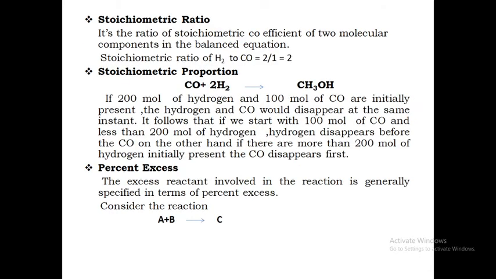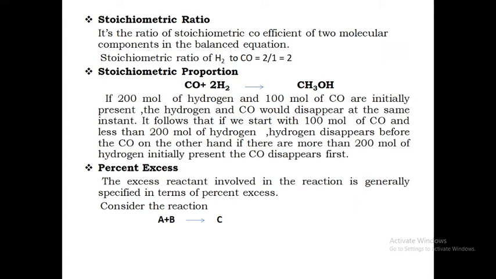Another terminology, stoichiometric ratio. It is the ratio of the stoichiometric coefficients of 2 molecular components in the balanced equation. Stoichiometric ratio of hydrogen to CO: hydrogen, 2 moles are present; carbon monoxide, 1 mole is present. 2 by 1 is equal to 2. Are you clear? So next one, stoichiometric proportion.